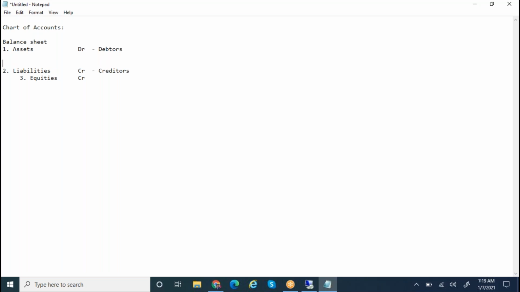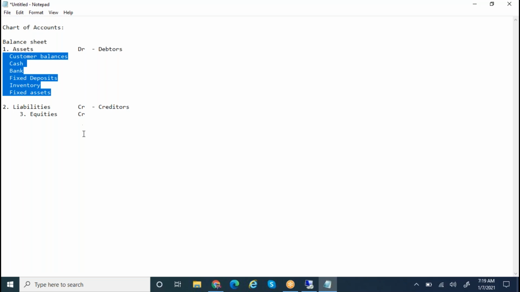Okay, so in these assets, what are the items that will come? Customer balances, cash balances, bank, inventory, fixed assets, like this and so on. If it is any fixed deposits also, all these are assets.